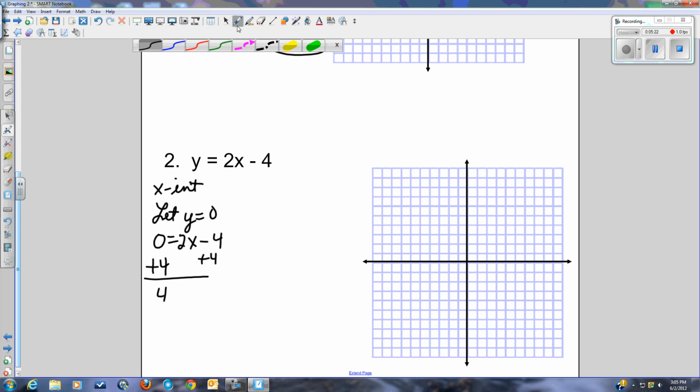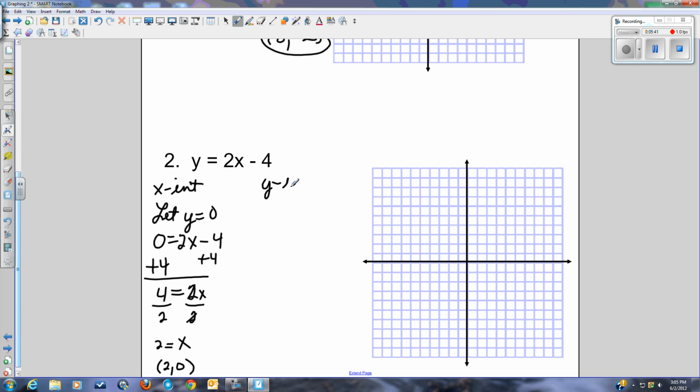So we have 4 equals 2x because the other 4's canceled. So we divide each side by 2. 2's cancel and we have x equals 2. So your x-intercept is the point (2, 0).